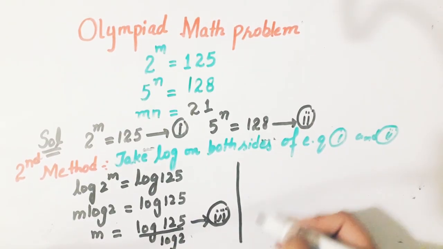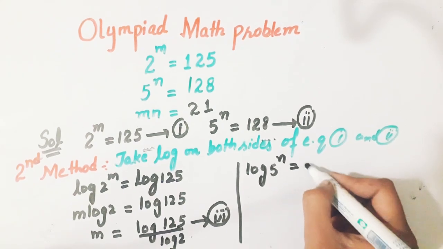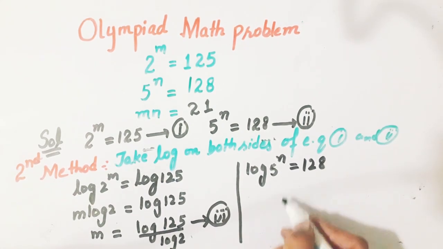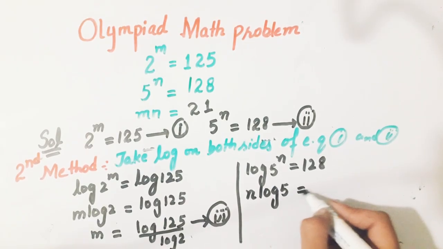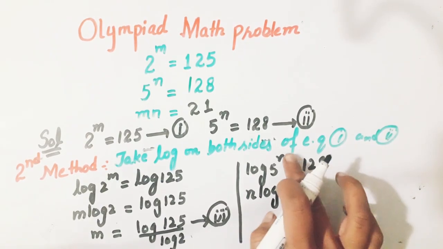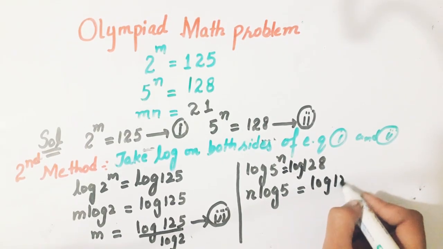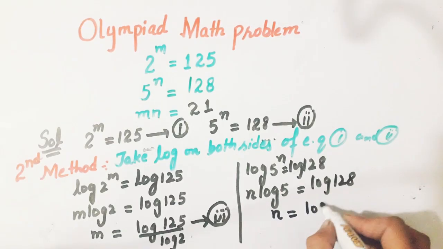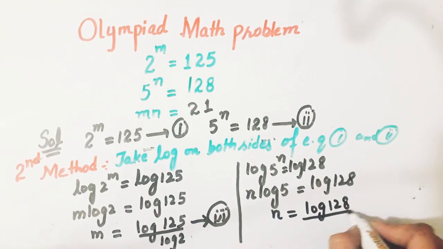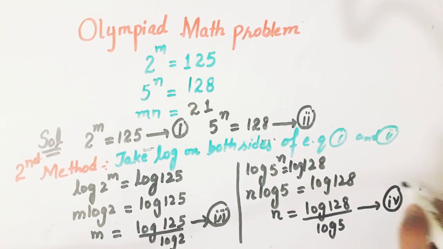Now log 5 raised to power n equals 128. Then n is in the start. n log 5 equals, we have taken log of this also, log 128. Then n equals log 128 divided by log of 5. This is called equation 4.